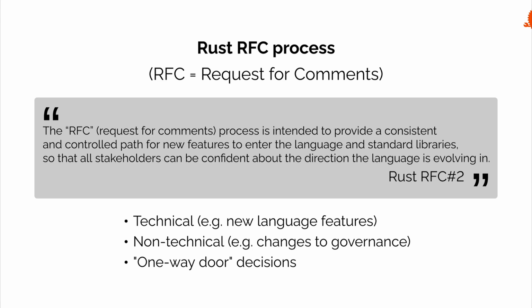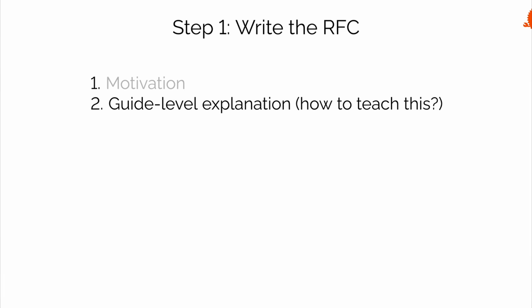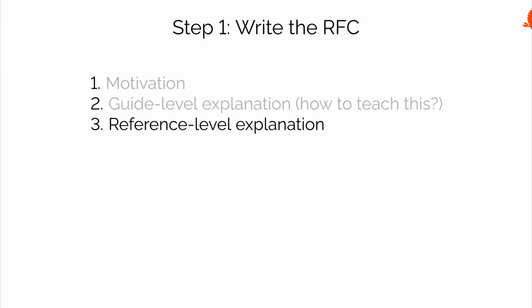So how does this process look? Usually, before you publish the RFC, you will do some sort of vibe check on the forums or Tulip to ask what people think about it. Then you will actually write the RFC, which has a defined template. You need to specify the motivation, why you do it, and the guide-level explanation, which is essentially how you would teach this new feature to Rust users, right? We care about this a lot. Even when you write the RFC, you need to explain how you will explain this feature to new users. Then there is the reference-level explanation, which is a very technical explanation of the change.